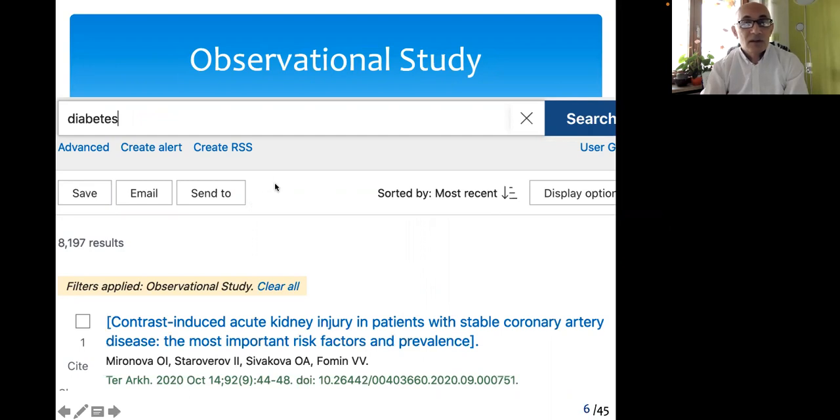We have the broad heading, the observational studies. Under the observational studies, we have the cross-sectional studies, the case control studies, the cohort studies. These are the most frequent ones, the most important ones. So PubMed has made a broad, big category, including the observational studies.